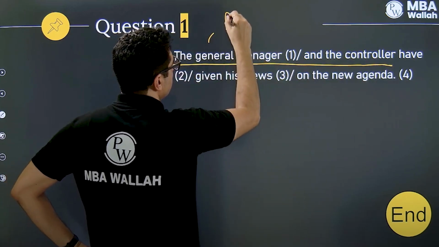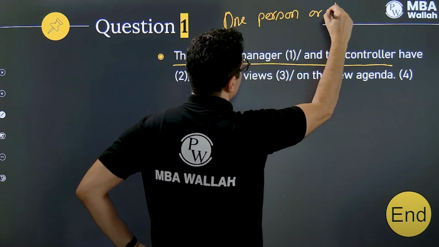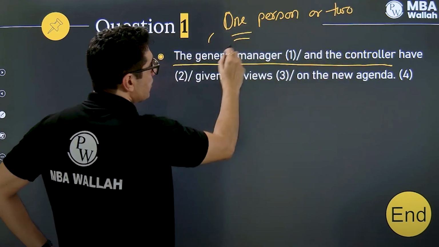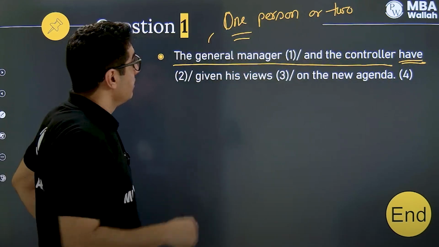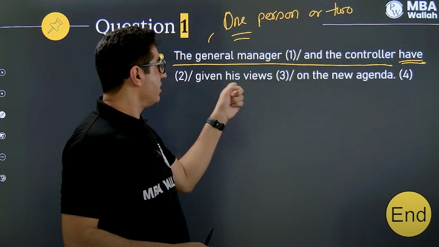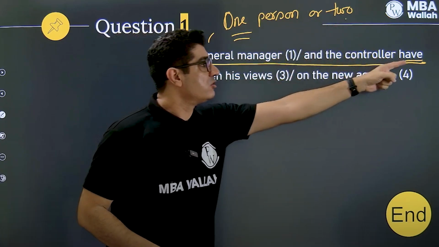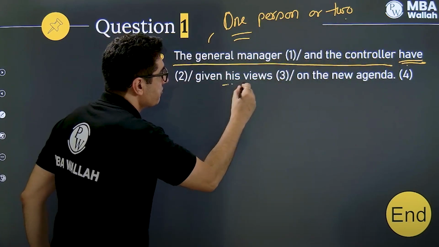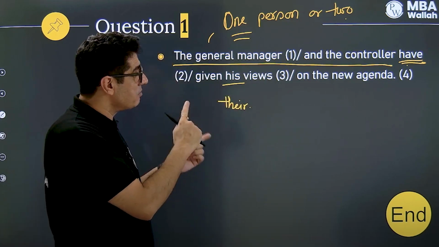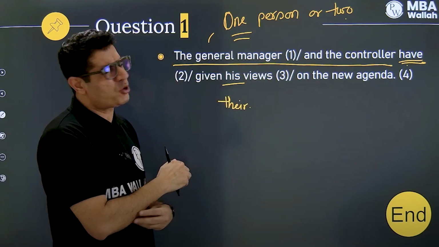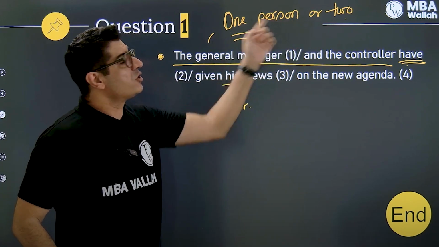Now, the question here is whether it is one person or two. Because if it is one person, then we should not have used have. In that case, we'll use has, and his views is right. But in case we are talking about two persons, then you'll use have here, but instead of his, you need to use their. So one person or two. This is what I mean by pronoun antecedent agreement or subject verb agreement. It will go one of these two ways depending upon what your take on this is.